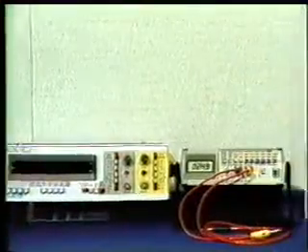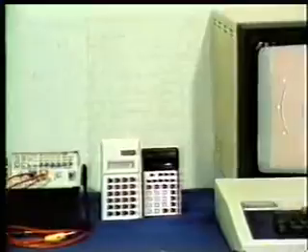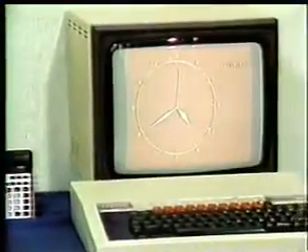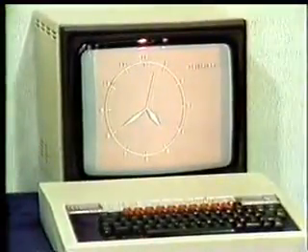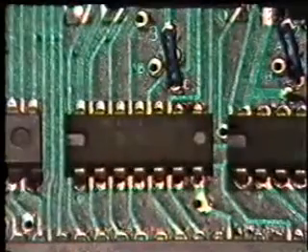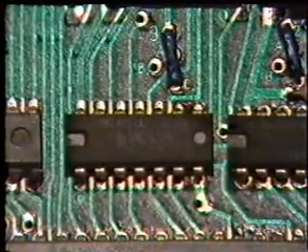Hello viewers, today digital circuits are used in a large number of equipment such as frequency counters, digital multimeters, calculators and computers etc. In these equipment, integrated circuits are used. These integrated circuits are digital circuits in themselves, fabricated on a single chip. How does one test a digital circuit?